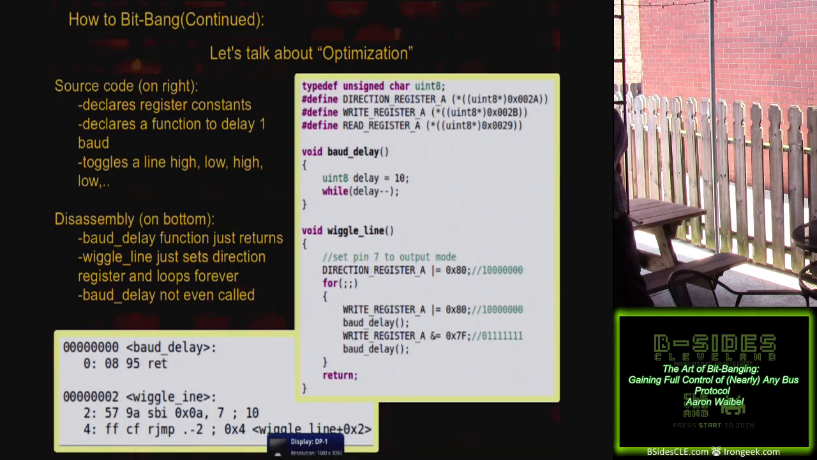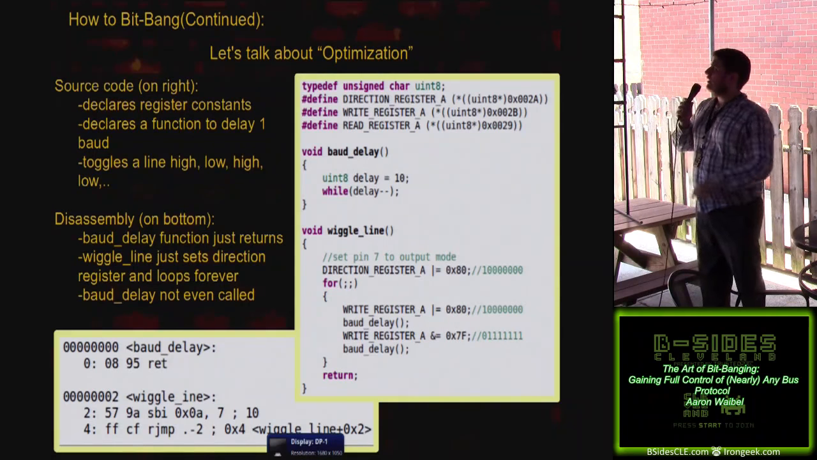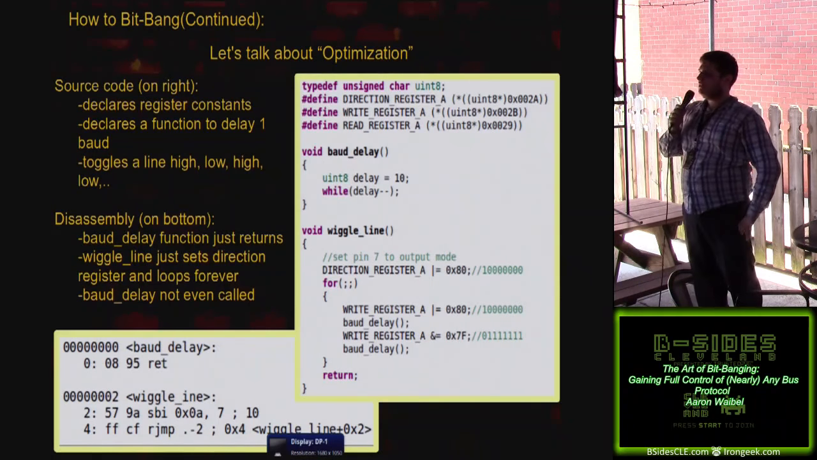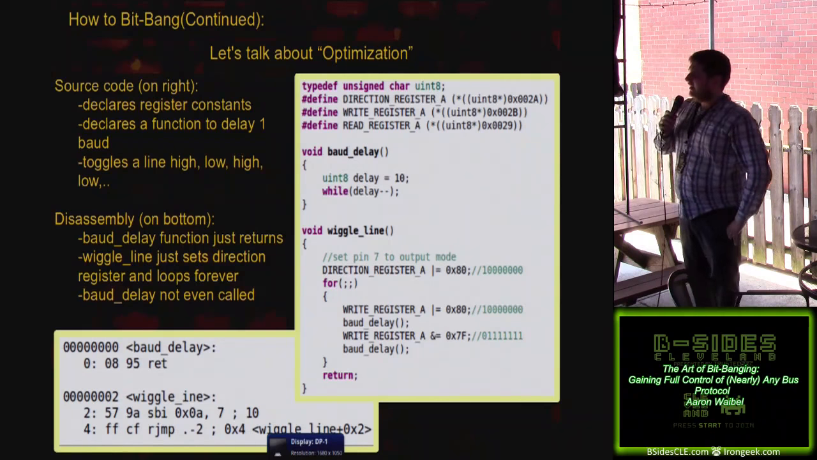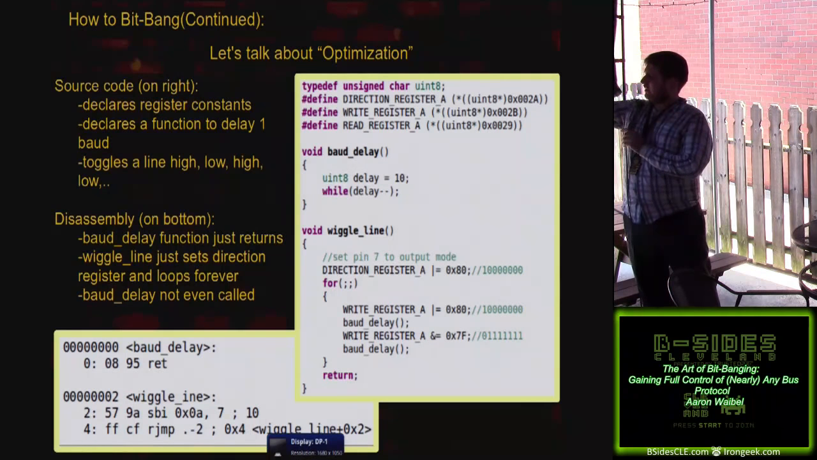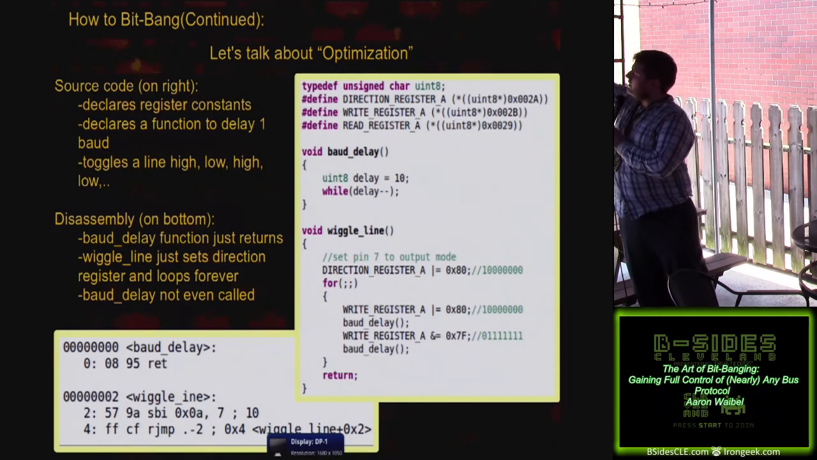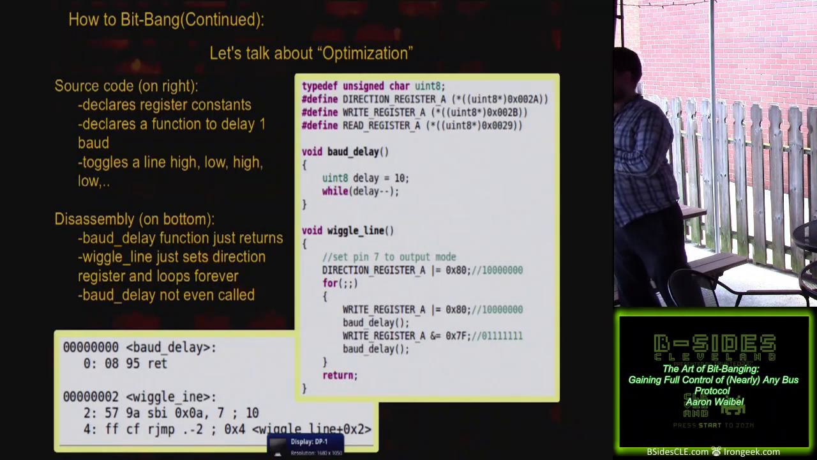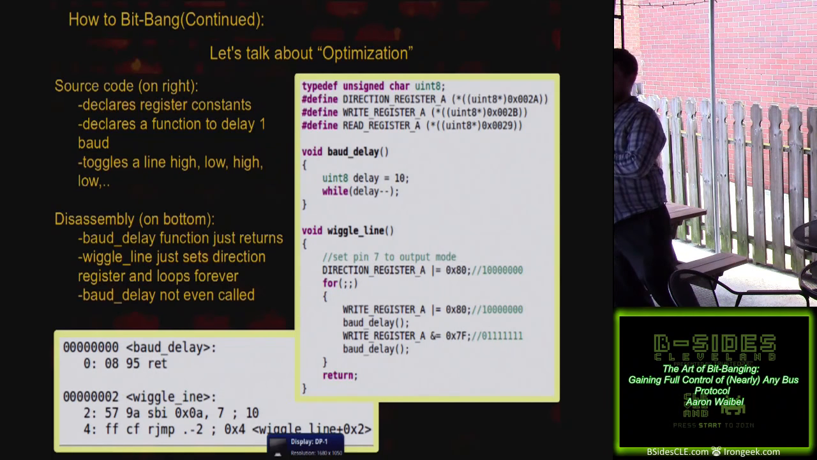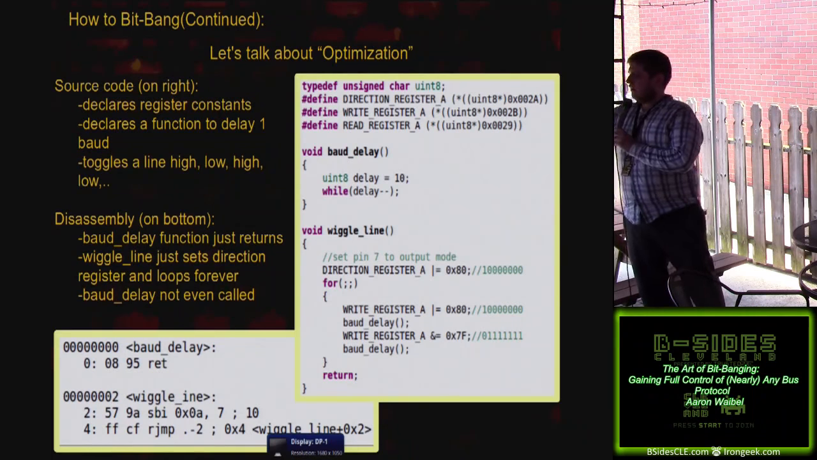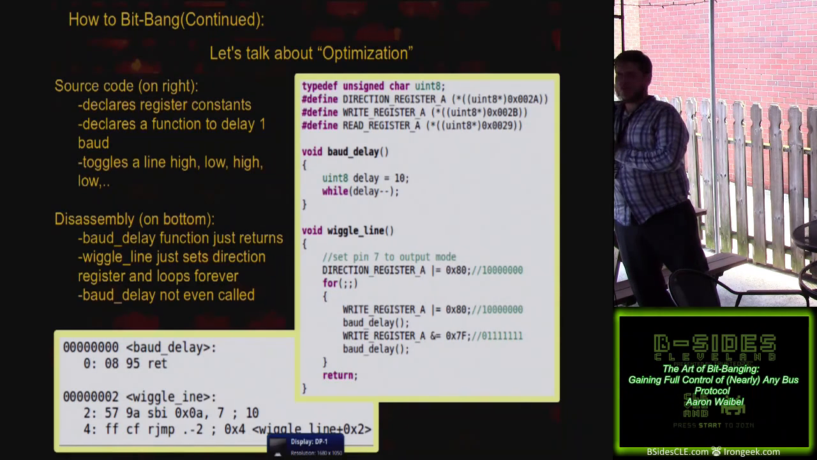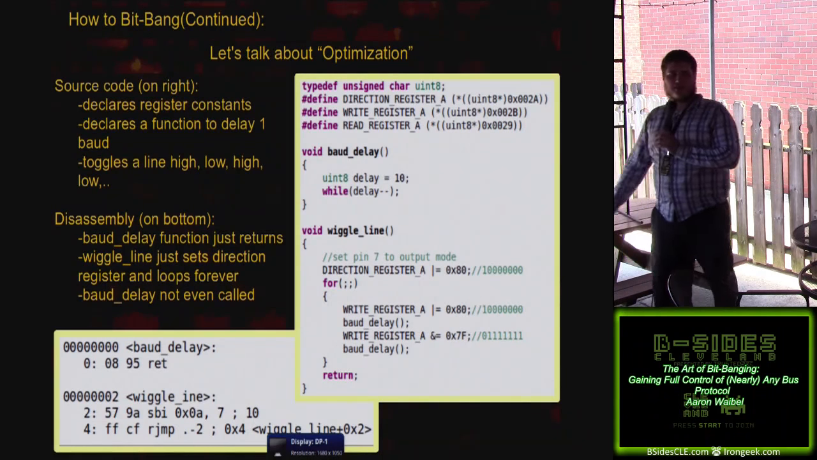The baud delay that I had in here, the compiler decided that what I'm doing here isn't really changing the state of anything, and so what I really meant to do there was just return immediately from the function and not wait any time at all. Down here there's this wiggle line function. They've decided, okay, I'm going to set the direction of this IO pin, and you can see they actually use a different instruction than me. Atmel has an instruction just for setting bit 7 in register A. But then all they do is come down here to this instruction, which is a jump that jumps to itself. So it just sits in a loop after that and does nothing.